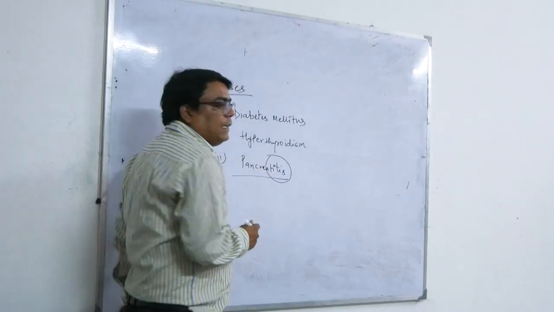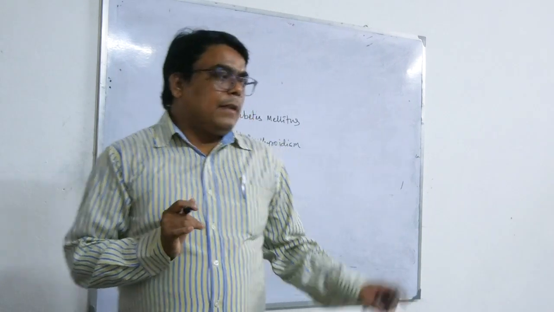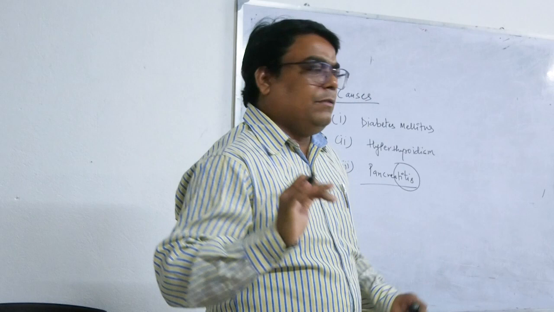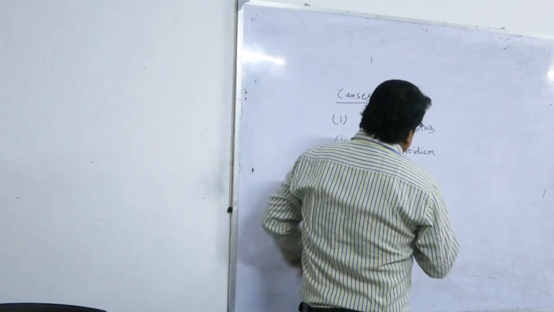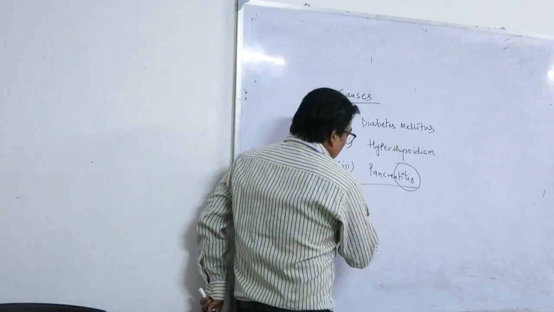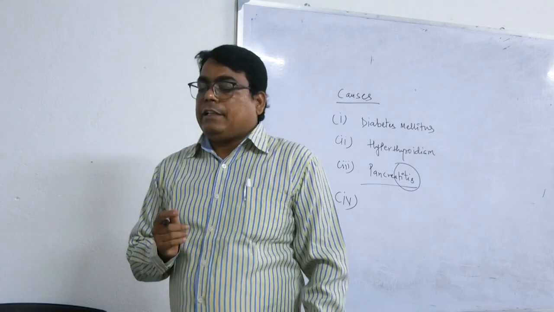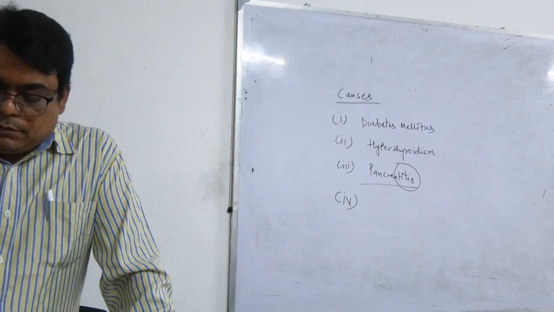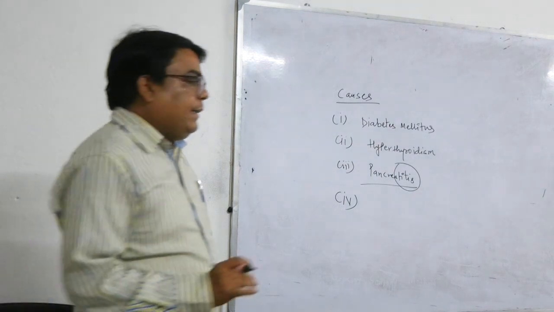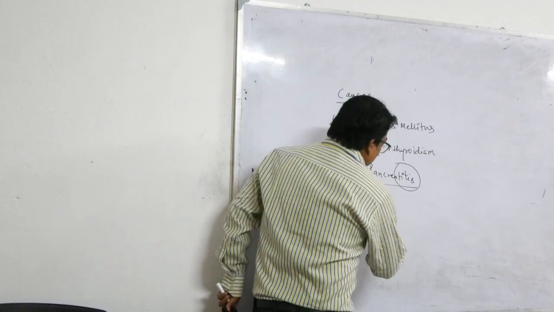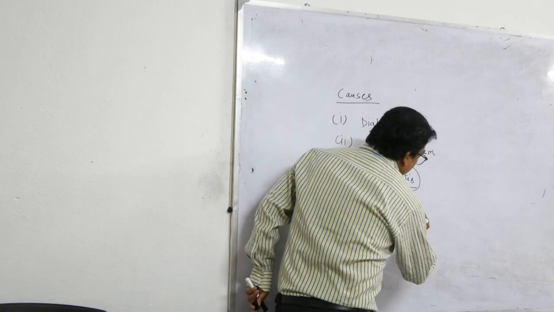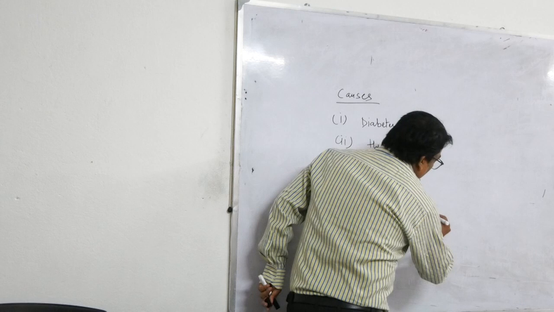Pancreatitis means inflammation of the pancreas, and inflammation is basically of four types. So pancreatitis. The fourth condition is increased adrenocortical activity.